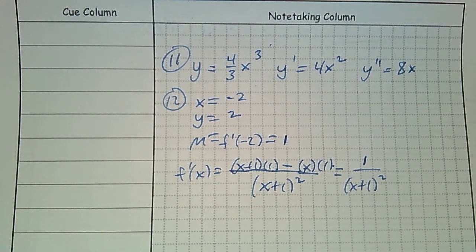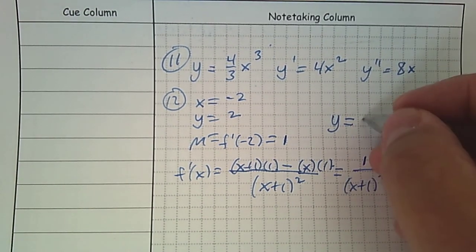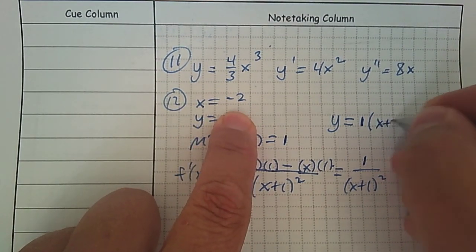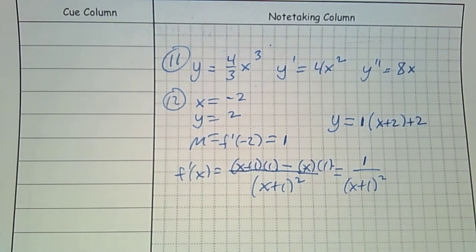Now put it together. So the equation of the tangent line then would be the slope, +1, x plus 2, change the sign, +2. You could also write that answer as y equals x plus 4, same thing. Number 13.